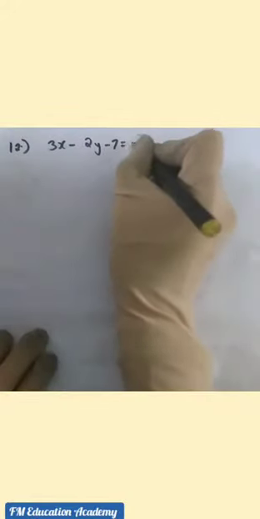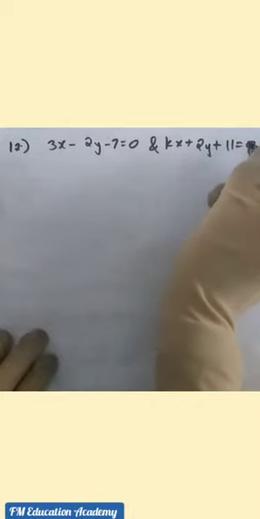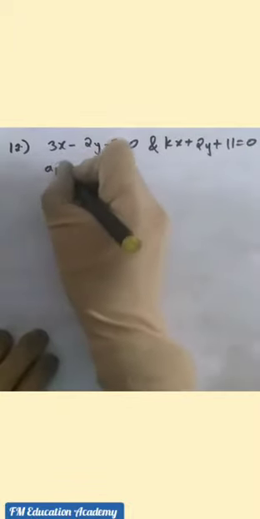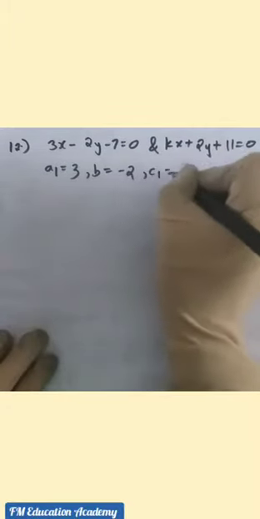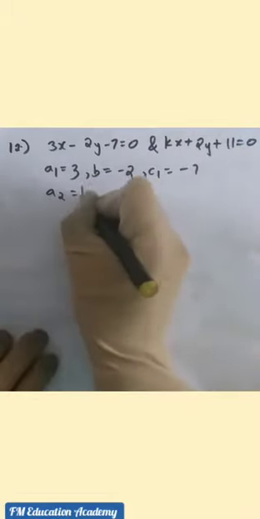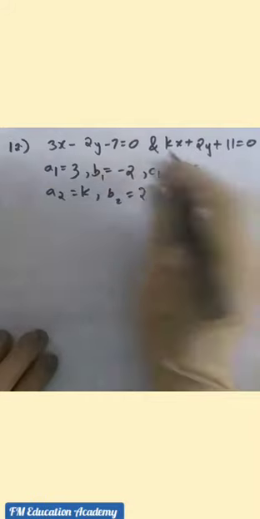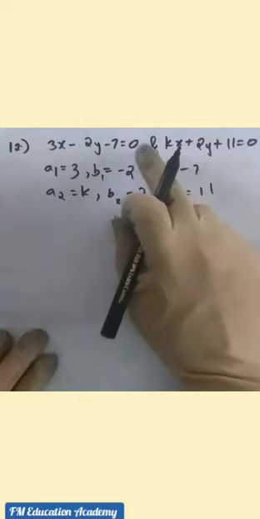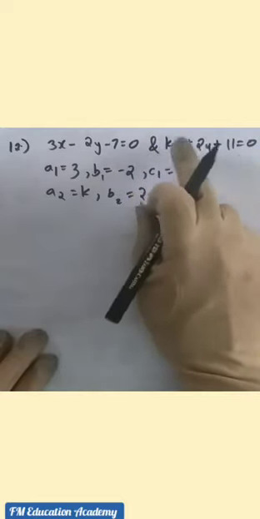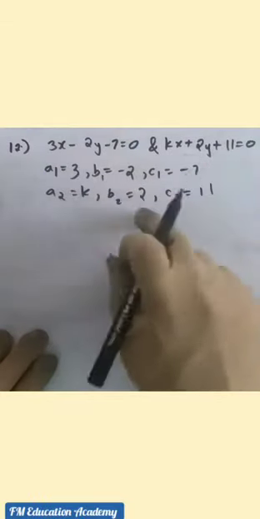3x minus 2y minus 7 is equal to 0 and kx plus 2y plus 11 is equal to 0. What to do? Compare it with a1x plus b1y plus c1 equals 0 and a2x plus b2y plus c2 equals 0. Here a1 is 3, b1 is minus 2, c1 is minus 7, a2 is k, b2 is 2 and c2 is 11. These a1, b1, c1, a2, b2, c2 are numbers here.